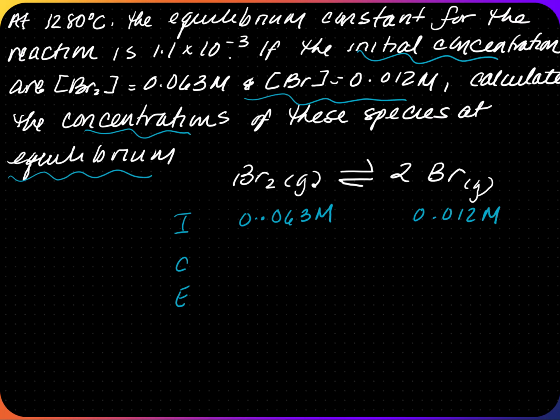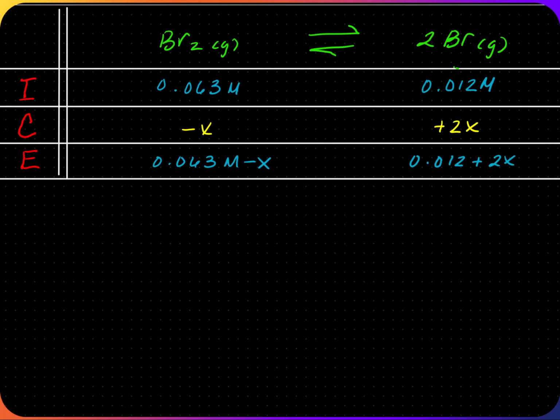Now we need to do the change. This is a 1-to-2 ratio, so if Br2 decreases by an x, Br must increase by 2x because it's a 1-to-2 ratio. To find the equilibrium, we add the initial and change, so it's 0.063 minus x, 0.012 plus 2x. Write the equilibrium constant because it is provided for us, and then we could find the equilibrium values of Br2 and Br. So I rewrote the table so it's a lot easier to see.